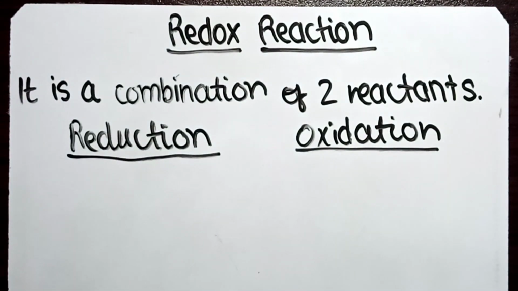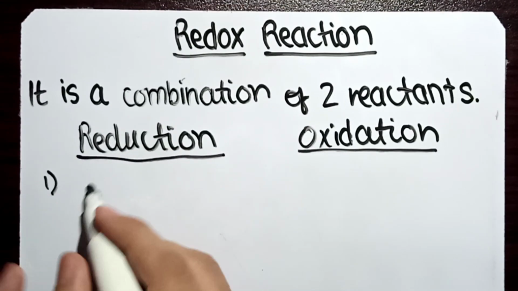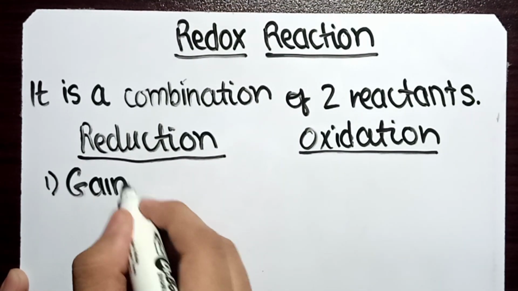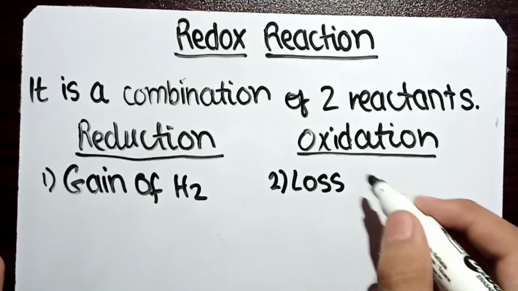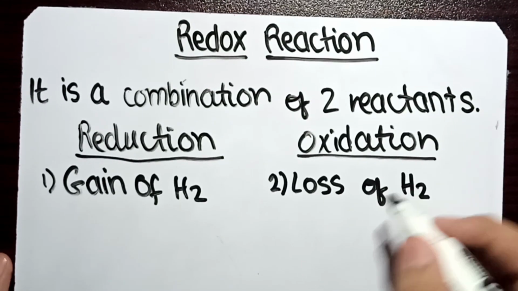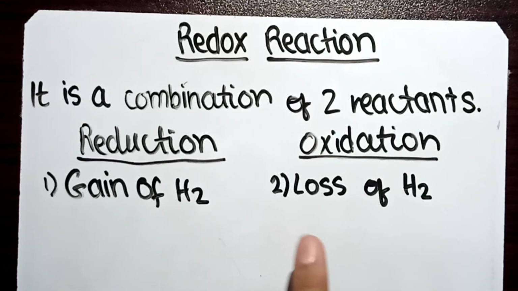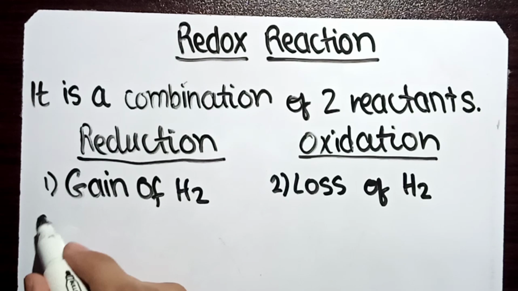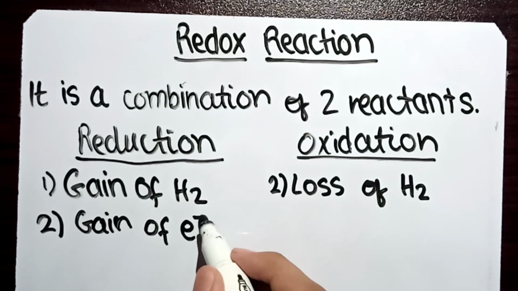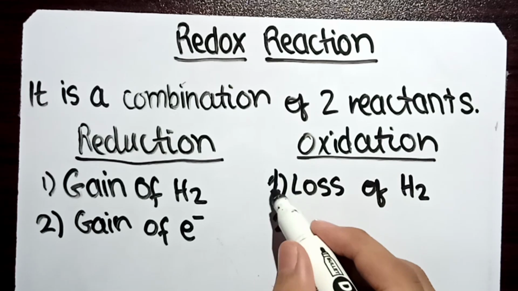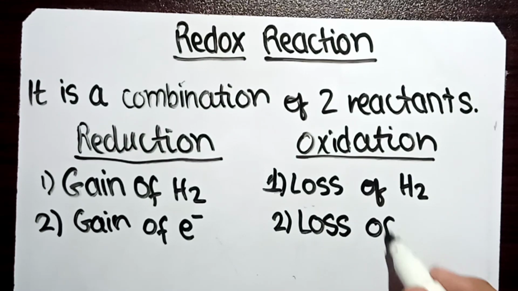There are three general properties which you need to understand about reduction and oxidation. These properties are: in reduction, there is a gain of hydrogen, whereas in oxidation there is a loss of hydrogen. You need to understand that in reduction there is a gain of hydrogen gas, and in oxidation there is a loss of hydrogen gas, whereas in reduction there is the gain of electrons and in oxidation there is a loss of electrons.